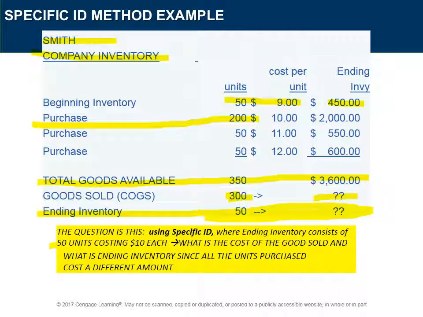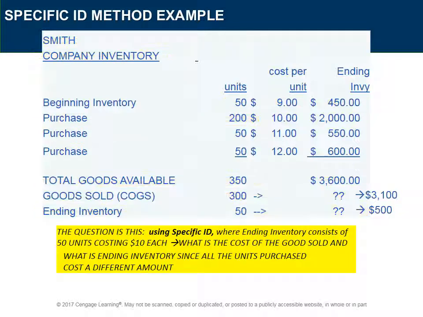So let's see if you can figure out what cost of goods sold is before I reveal the answer. If ending inventory is 500, cost of goods sold is just a subtraction, 3,100.